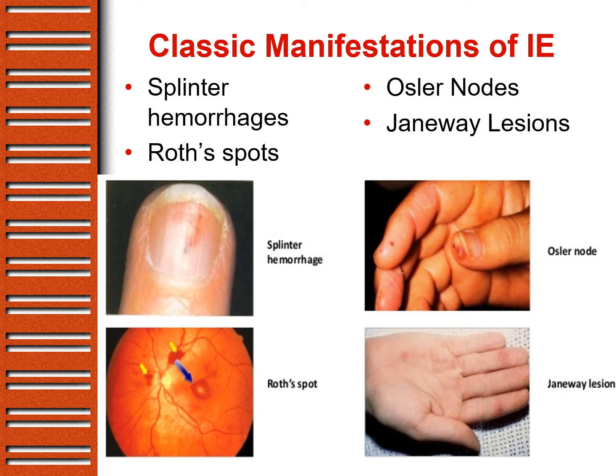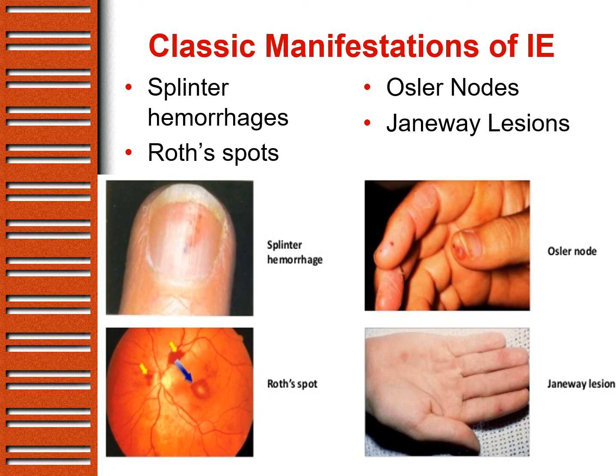Then we have the Roth spots on the retina, and you can see them by the blue arrow because it has a white center to it. You would have to look through an ophthalmoscope to see the Roth spots back there. And then you have the Osler nodes on the finger and toe pads. Below that you have your Janeway lesions of the palms and the soles of the feet.